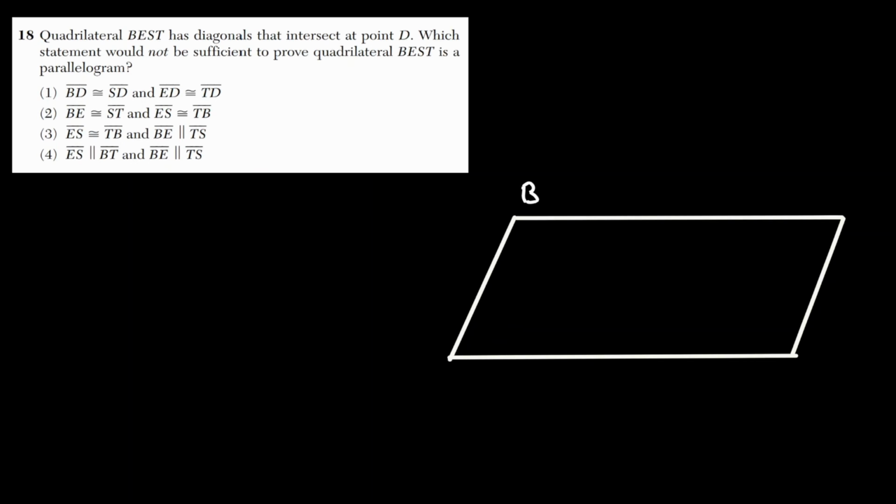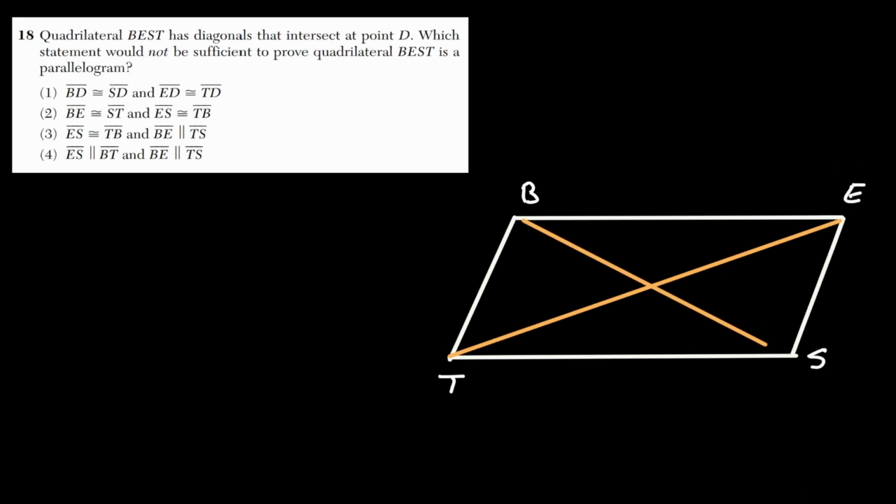In question 18, we're given a quadrilateral called BEST, best. So let's start by drawing that. And the diagonals intersect at some point. Let's call it D. Now we would like to know which statement will not be sufficient to prove that the quadrilateral BEST is a parallelogram. Well, let's remind ourselves, what do we need to show to conclude that we have a parallelogram?